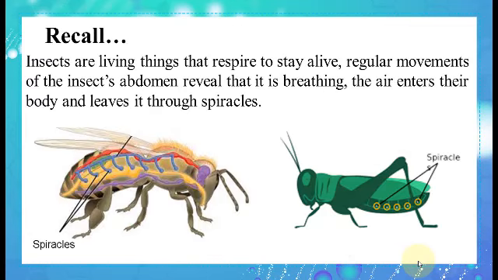In the previous session, we learned about respiration in insects. We said that the respiratory movements can be noticed from the regular movements of their abdomen. It lowers during inhalation, while it raises during exhalation. And the air enters and leaves their body through small openings or holes, which are called spiracles.